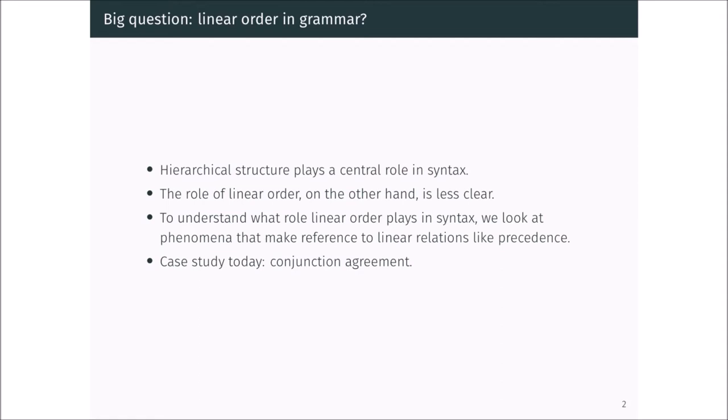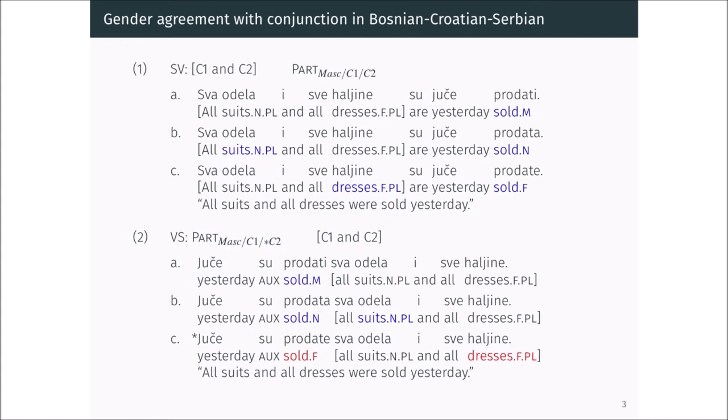To understand that, we look at phenomena that make reference to linear relations like precedence. Today's case study is conjunction agreement. In particular, I'm going to focus on gender agreement with conjunction in Bosnian, Croatian, and Serbian. I'll call it BCS. In BCS, there are three genders. There's masculine, there's neuter, and there's feminine.